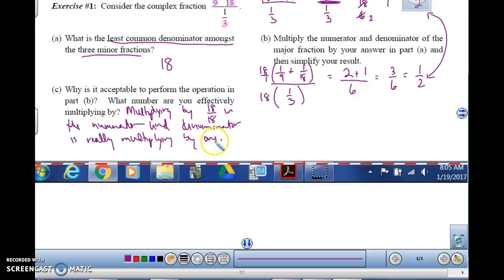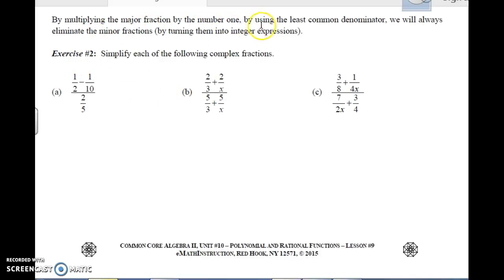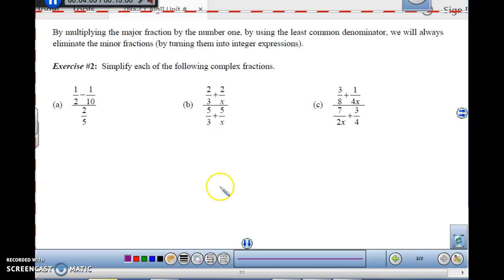If you can remember, you have to find the common denominator of the entire thing. Otherwise, you'd have to combine the numerator, combine the denominator, and then divide. Both methods work. One is just a little faster than the other. All right, let's try another one. By multiplying the major fraction by the number 1 using the least common denominator, we will always eliminate the minor fractions by turning them into integers. So that's a handy trick.